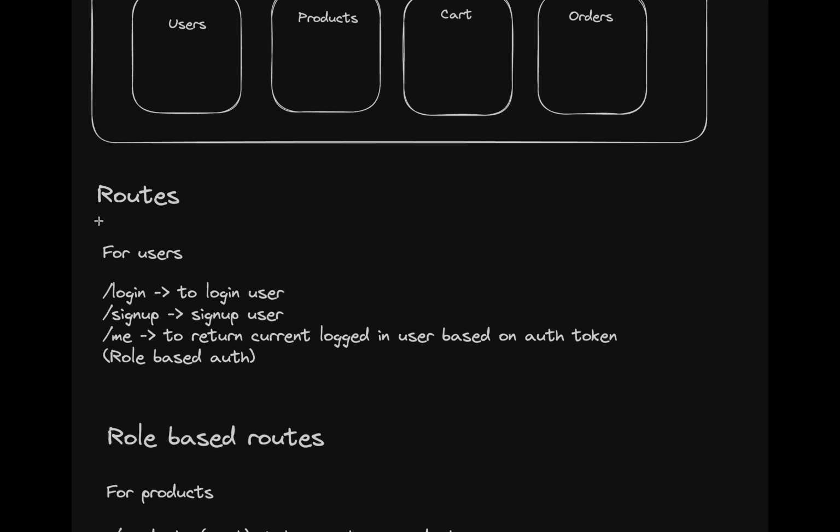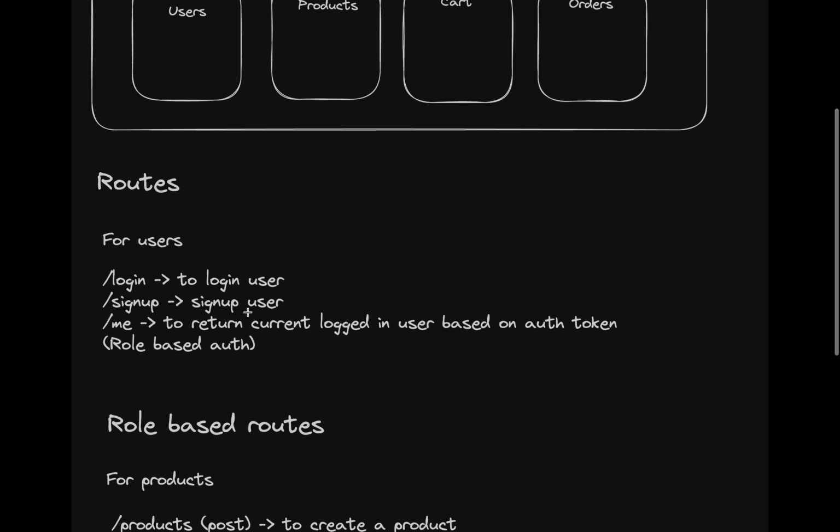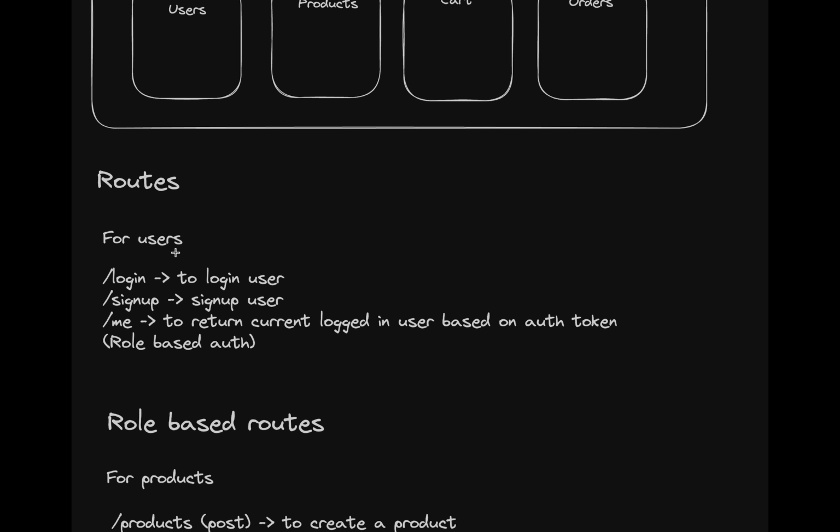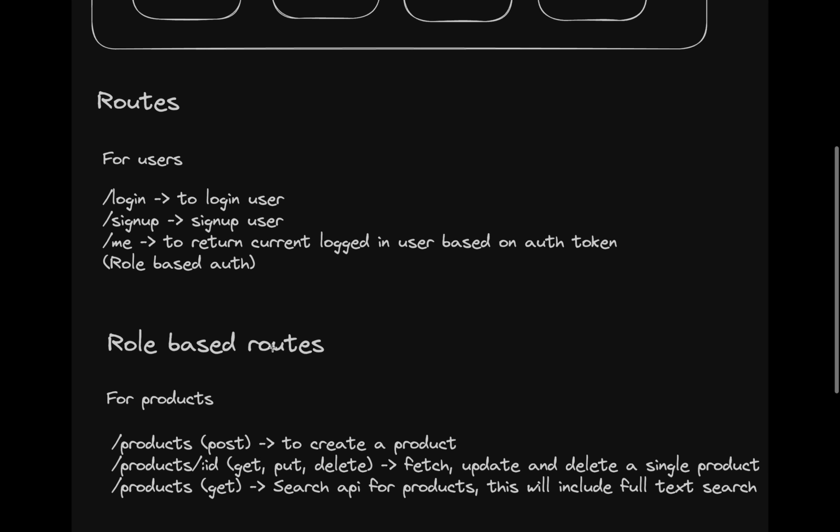And similarly, here are the routes for the user. We have a login route and a sign up route, and then a me API to get the logged in user based on the auth token. So here we'll be implementing the full authentication system, how it's implemented in production, role-based authentications, all the middlewares, how to differentiate between user and admin, which route can be accessed only by admin or only by user. So we'll be exploring a lot.